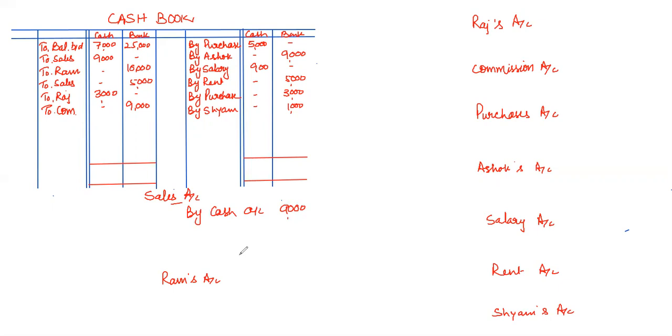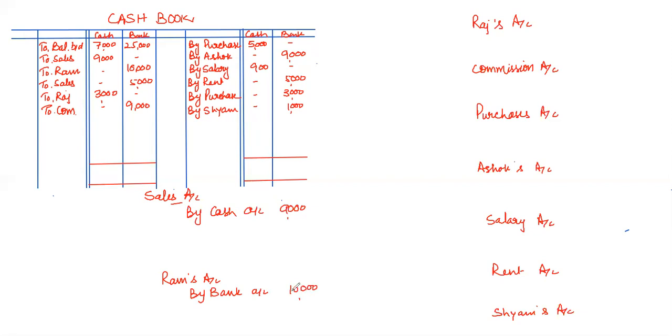Next is Ram. So convert this transaction into a journal entry. The entry will be bank account debit to Ram. So in Ram's account, by bank account will come. And see what amount will come? 10,000 rupees. Very simple to write in the ledger with the help of the cash book.